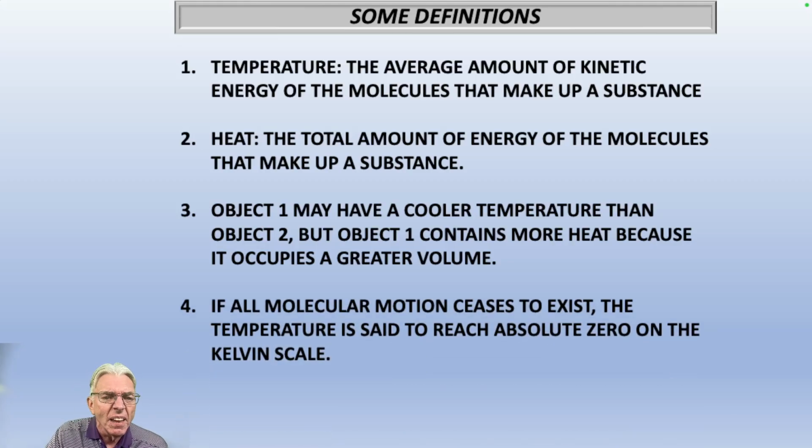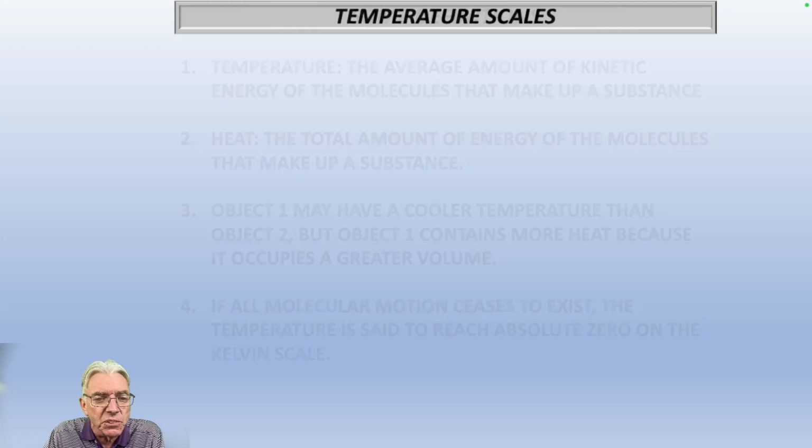Now, if all molecular motion were to cease, in other words, molecules were not moving at all, then the temperature is said to reach absolute zero on the Kelvin scale. And we'll talk more about these different scales in just a second. But again, this is a theoretical value because obviously we have never observed zero molecular motion. If we did, we wouldn't actually be here to observe it.